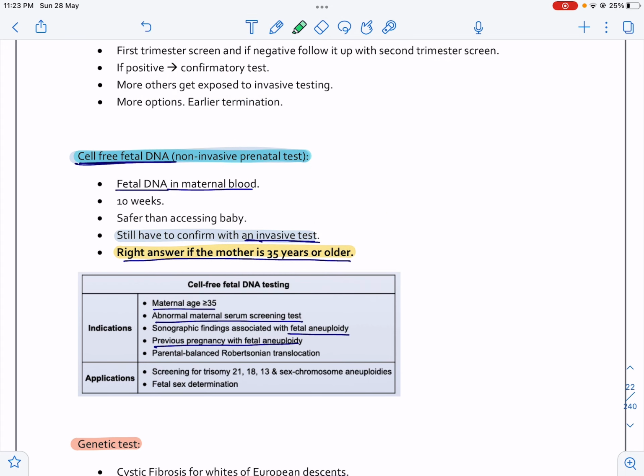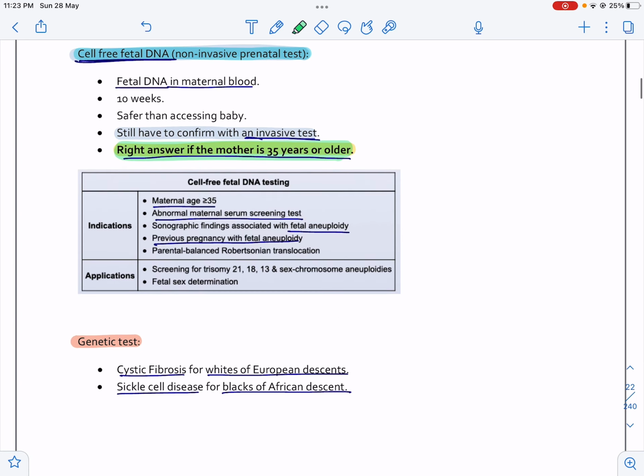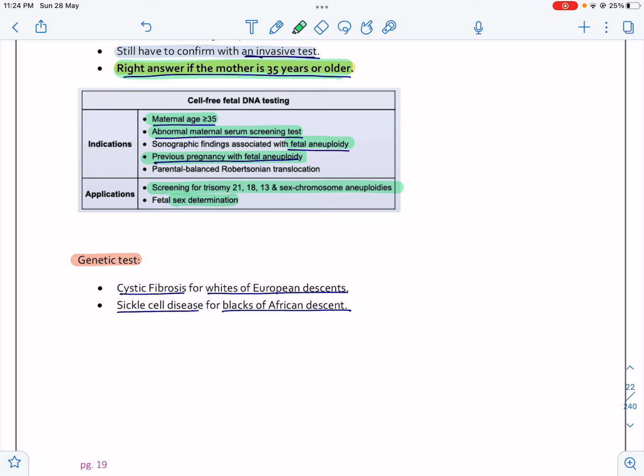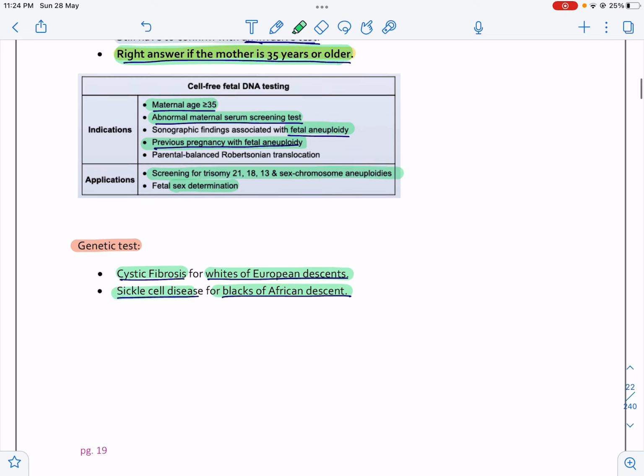The main indication for cell-free fetal DNA is if the mother is 35 years or older. So the indications are if the maternal age is more than 35 years old, or other features of aneuploidy like an abnormal maternal serum screening test, or fetal aneuploidy, previous pregnancy with aneuploidy, or some translocation is there. And you do it for fetal sex determination or screening of all these trisomies and aneuploidies. Now, there are certain conditions where you do genetic testing, for example, in white European people we do cystic fibrosis, and for African American people we do sickle cell disease genetic testing.